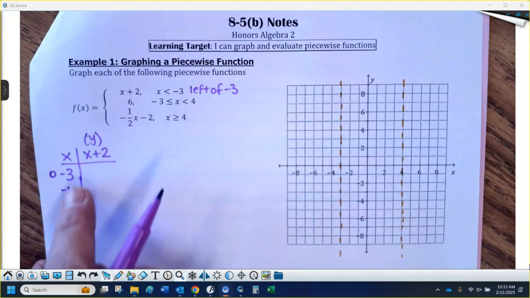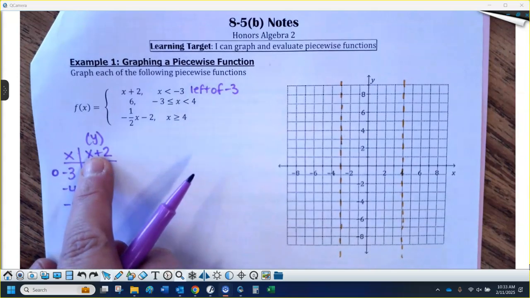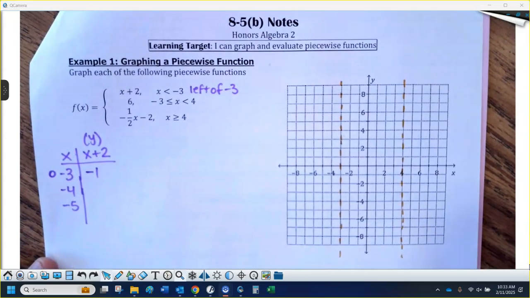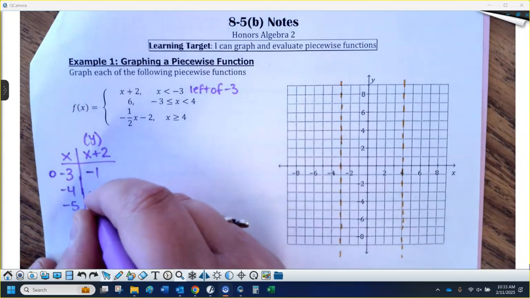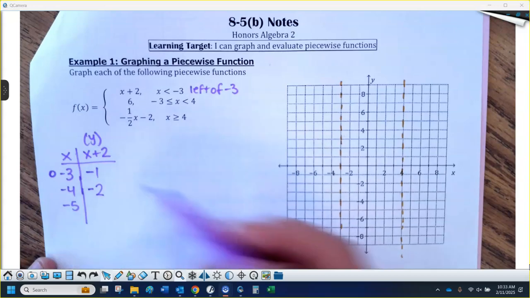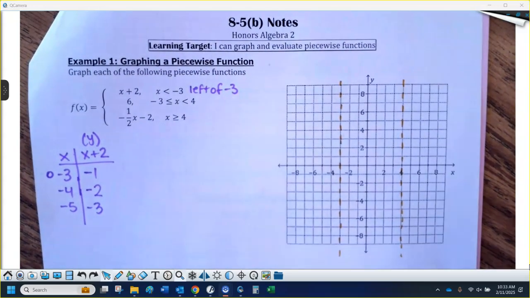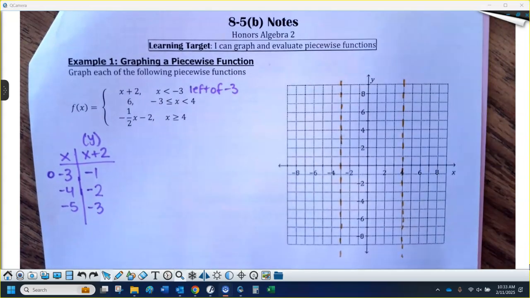So if I actually thought about plugging in this x value, this would be -3 plus 2. So the corresponding y value would be -1. If I plugged in -4 to the little piece there, -4 plus 2 would be -2. And if I did -5 plus 2, that'd be -3. All right, so make sure you only pick numbers less than -3, so left of -3.